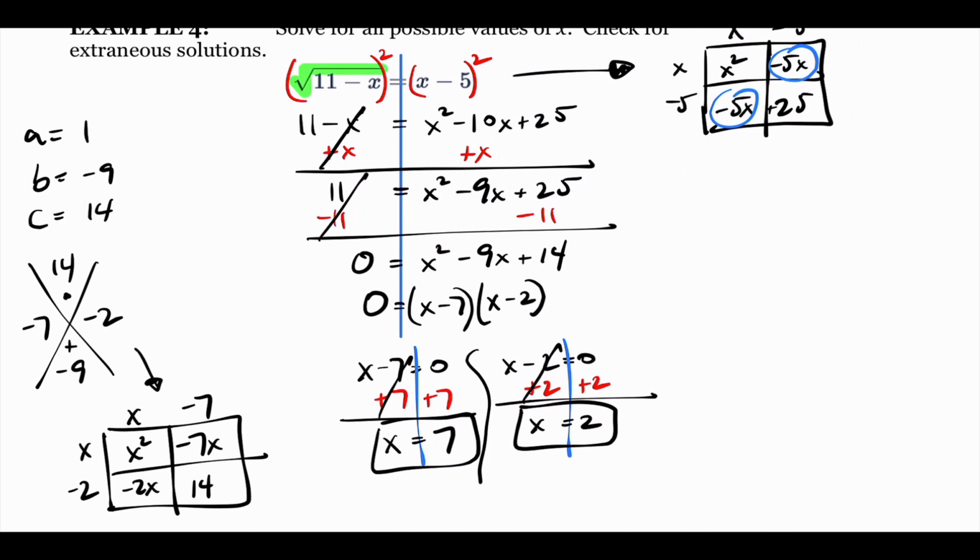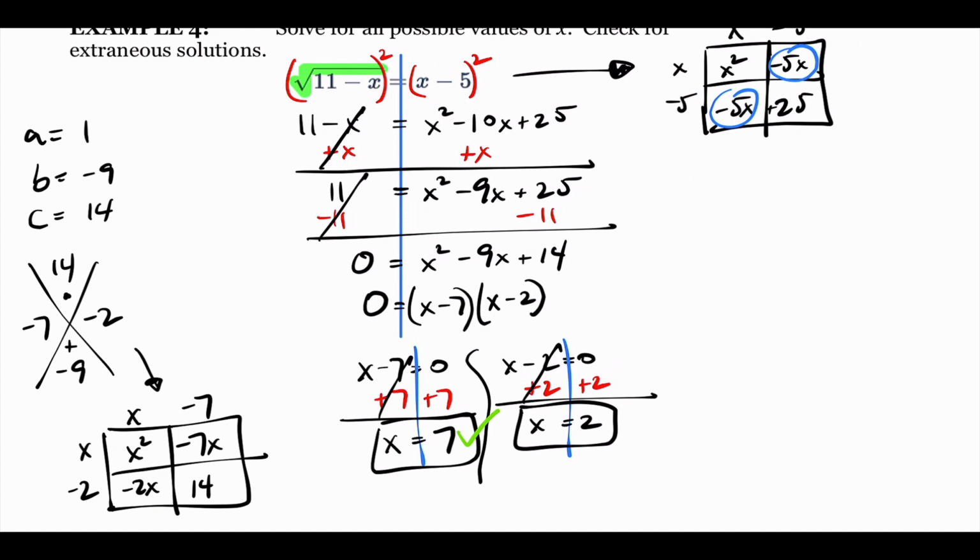So when I plug in 7, so when I plug it back into the original. So when I plug in 7 here, 11 minus 7 is 4. The square root of 4 is 2. And then when I plug in 7 over here, I also get 2, because 7 minus 5 is 2. So 7 checks out. Verified.